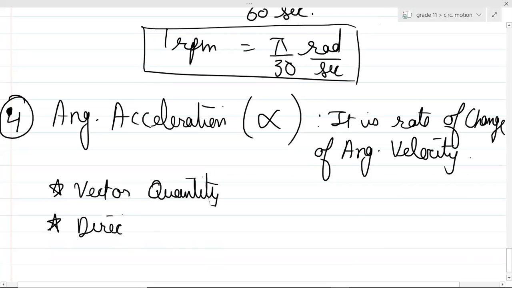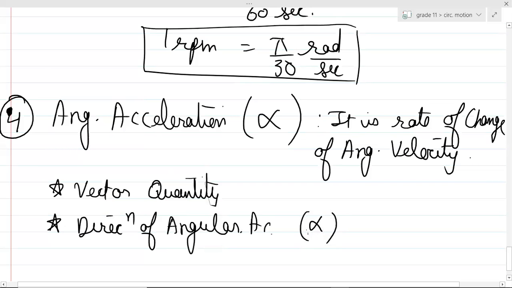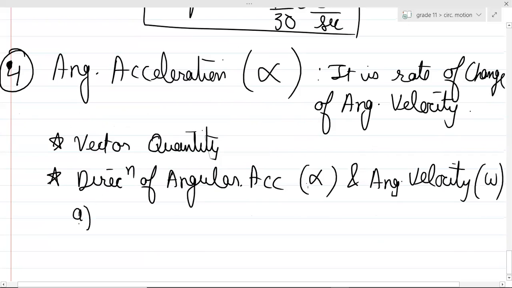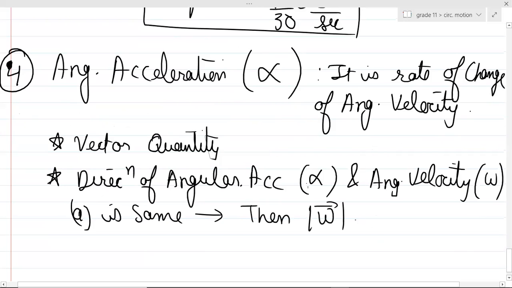If the direction of angular acceleration and angular velocity omega is the same, then the magnitude of omega increases.